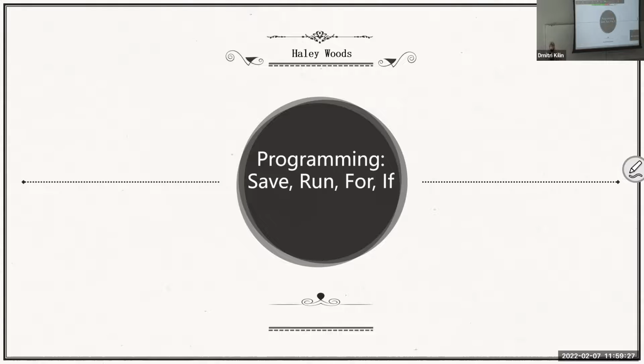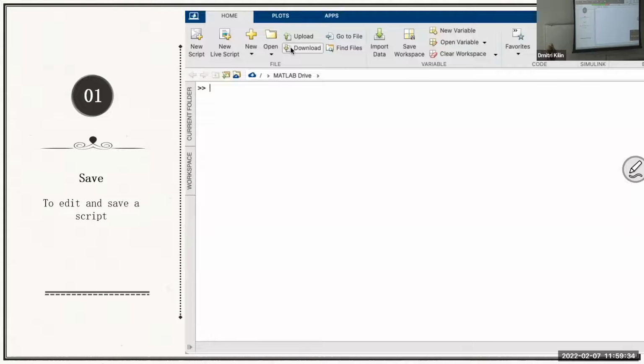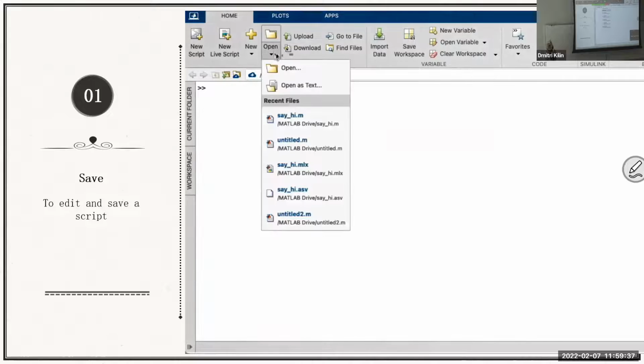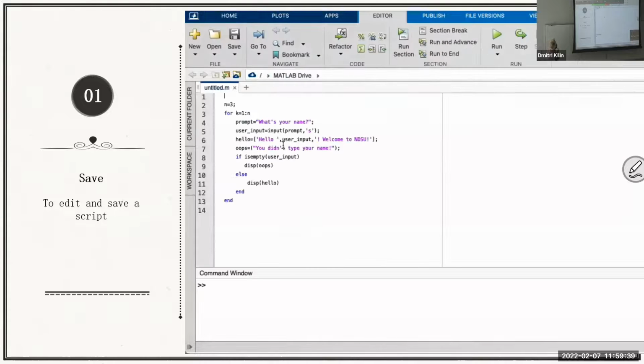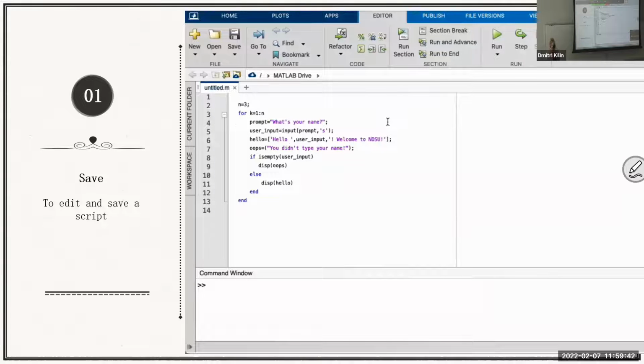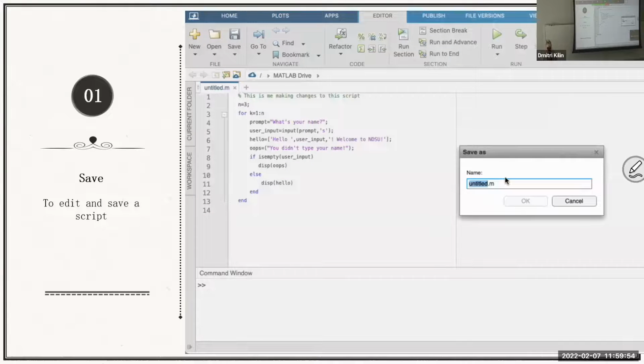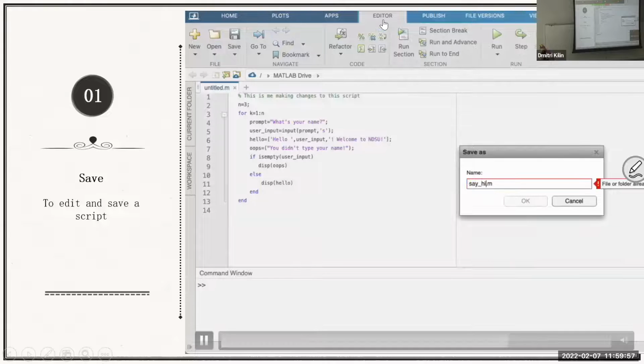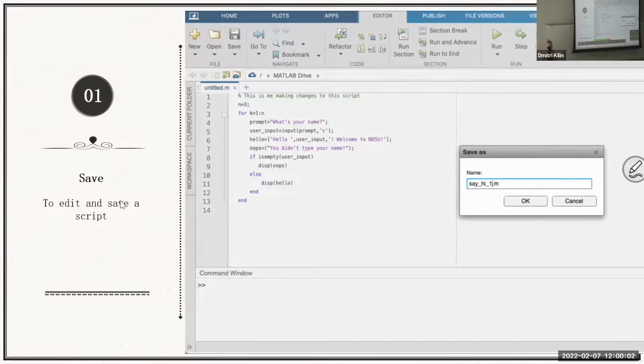Okay, I'm going to be talking about the keywords when you're scripting: save, run, for, and if. I have video examples, so hopefully you can see them okay. To edit and save a script, first you need to open a script. So I've opened one here. I'm just making a simple comment that says, this is me making changes to my script. Then to save, you can either use Control S on your keyboard, or you can click Save As and then type in the name. I've named this one Say Hi.